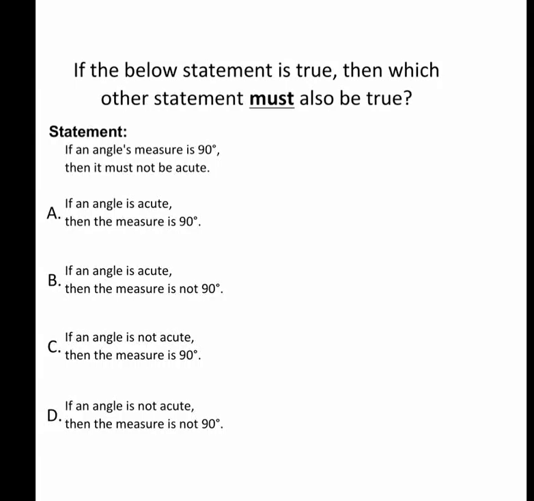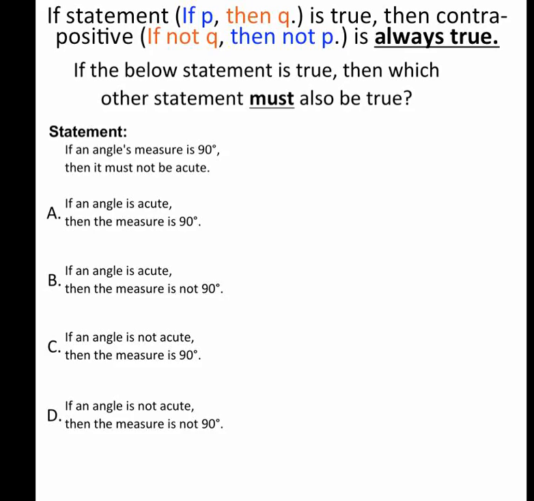This question is asking, if the below statement is true, then which other statement must also be true? And what I know about conditional statements, or if-then statements, is that if the conditional statement is true, if P then Q, then its contrapositive, if not Q, then not P, is also true. If I take the two different pieces of the sentence structure, flip them around, and take the opposite meaning by putting nots in there, I know that the contrapositive is always true.